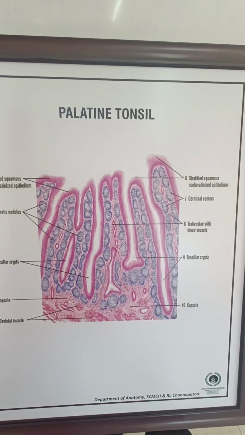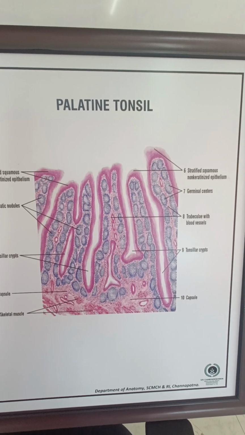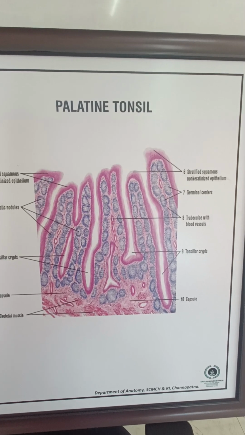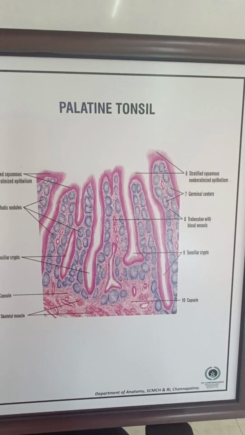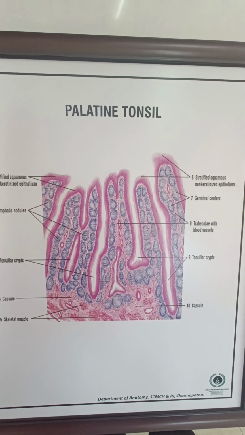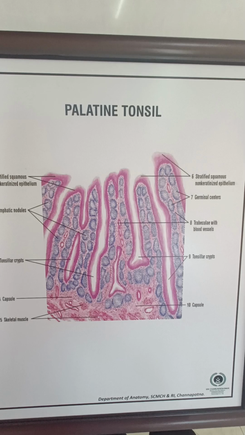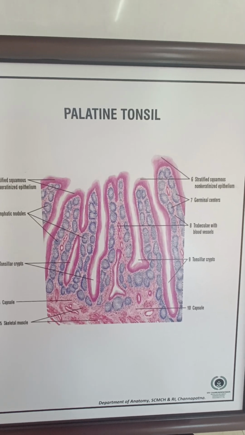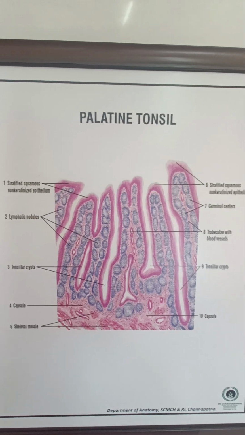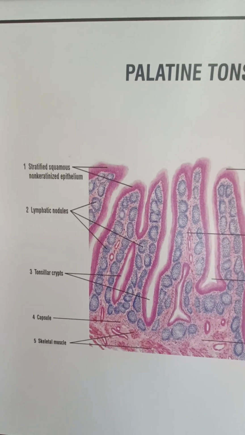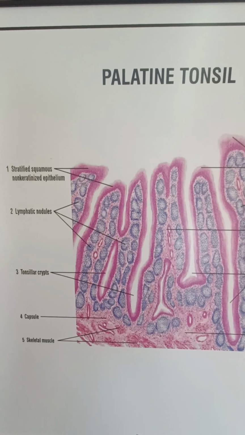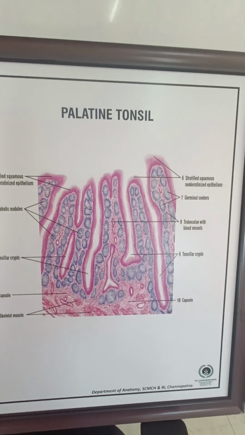You can see there is a lot of support by the meshwork of reticular fibers. And please note that it is very difficult to find a boundary between the epithelium and the lymphoid tissue. There is very little boundary. And the tonsil is bounded by a connective tissue capsule. It has some efferent lymphatic vessels as well. These crypts are actually lined by the non-keratinized stratified squamous epithelium. Okay, so that's about the palatine tonsil.